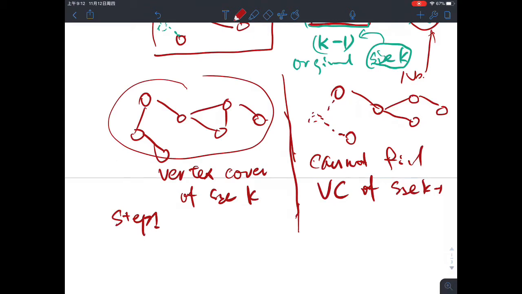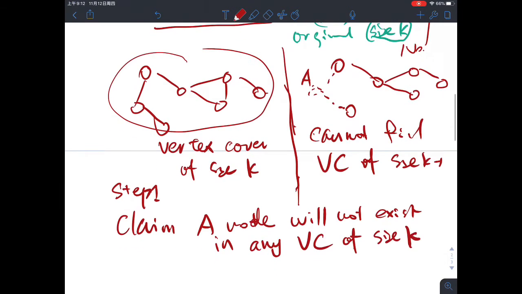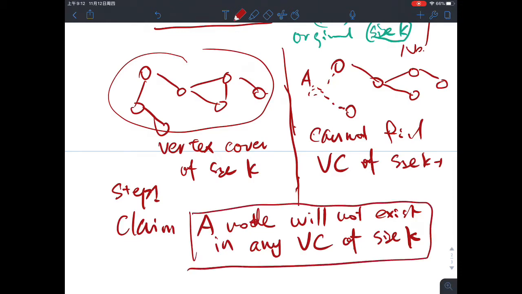What we can say, let's call this node A, is that a node A will not exist in any vertex cover of size k, right? Why is that true? Let me just repeat what I'm saying here. My high level goal is to find a vertex cover of size k, right?